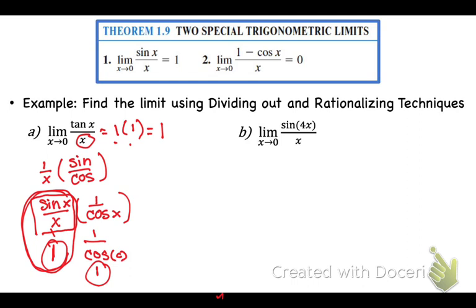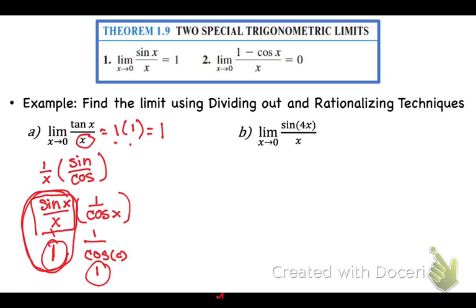Okay, what about the next one? What happens? Well, it's the second rule. Is there a 1 minus cosine right there? What happens when I plug in 0? I get 0. It's not going to work, is it? No, so it's 0 over 0.